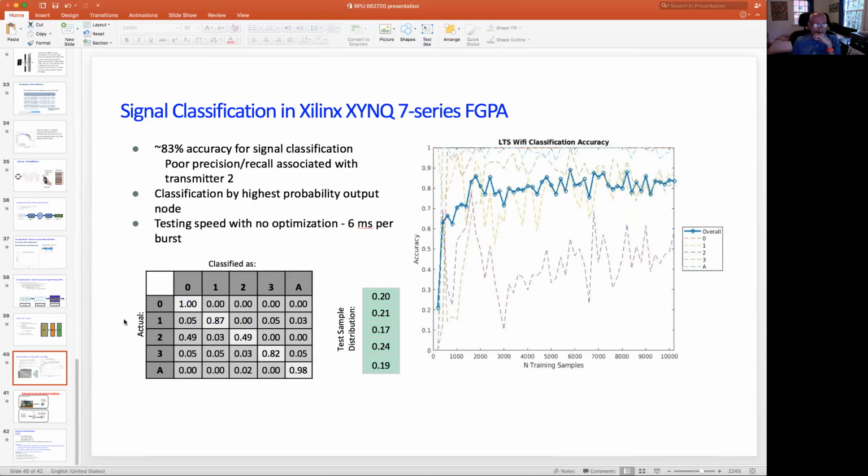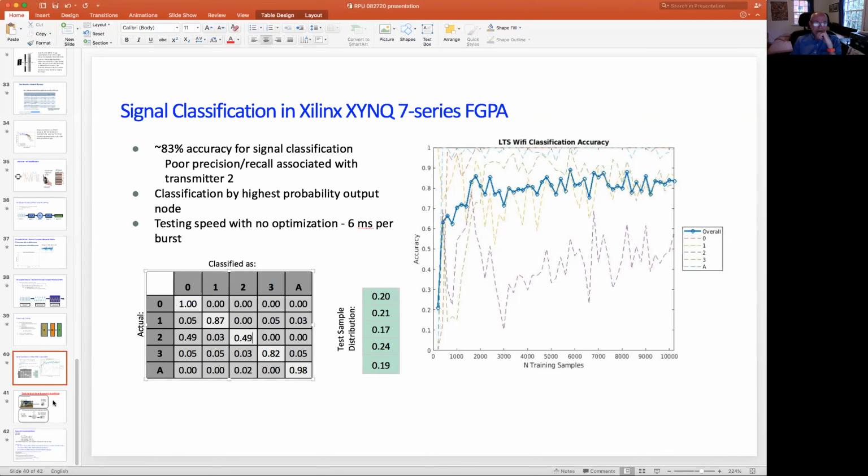So this is a confusion matrix of what was the actual transmitter and what it was classified as, and transmitter 2 really ended up being kind of our downfall, only accurately classifying 49% of the time. Transmitter 2 apparently likes to masquerade as transmitter 0, and that led to a significant overall degradation in accuracy. On the right here, we show how the testing accuracy improves over time as you put in more training samples. After a few thousand samples, we're already getting fairly high accuracy for the most accurate transmitters.